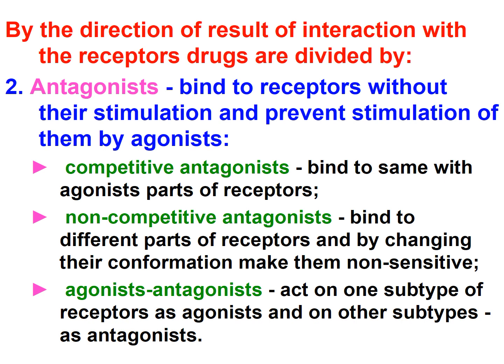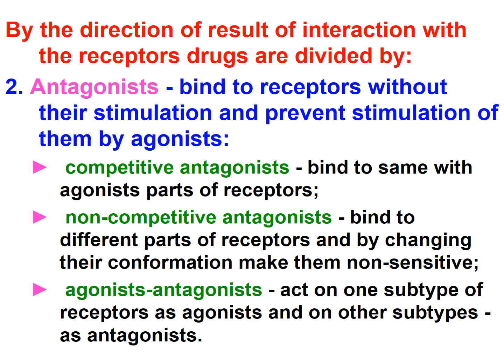And the second type of substances are called antagonists. These molecules bind to receptors, but they do not produce any stimulation of these receptors, and also they prevent stimulation of these receptors by agonists. Antagonists are further subclassified into three types, which are competitive antagonists, non-competitive antagonists, and agonist-antagonists.